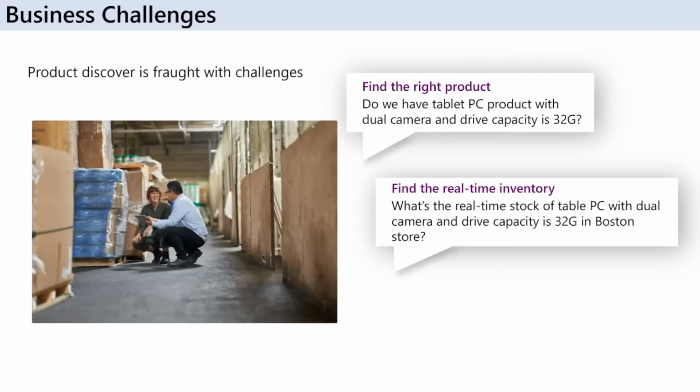So let's take a high-tech company's business scenario. For example, the sales staff wants to quickly check whether there's a tablet PC product with dual cameras and a drive capacity of 32 gigabytes in the warehouse, whether our company can offer this product with specific attributes. If yes, this product exists, the sales staff wants to know the real-time stock of this product in, let's say, the Boston store, so that he or she can place a sales order directly for a customer in just one click to avoid overcommitment to the customer.